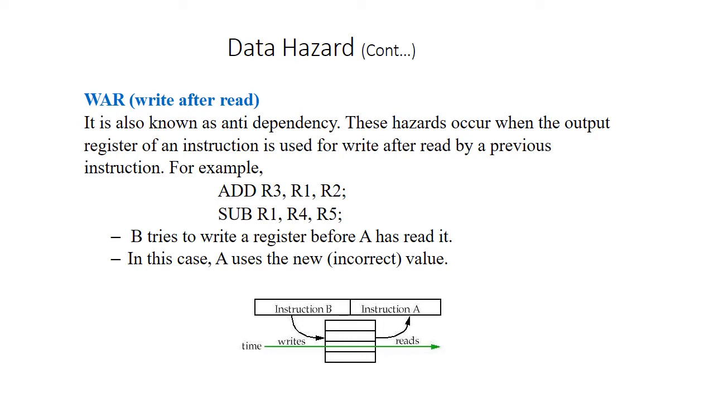If you follow the figure, here B tries to write a register before A has read it. So if B writes before instruction A has read, then in this case A uses the new value, so that will be an incorrect value.